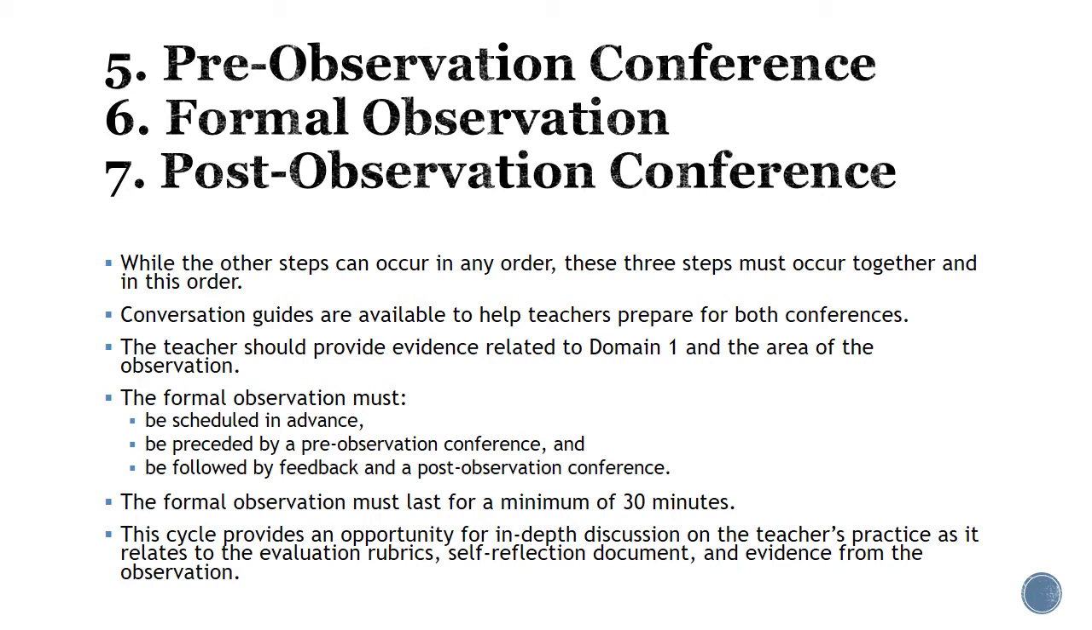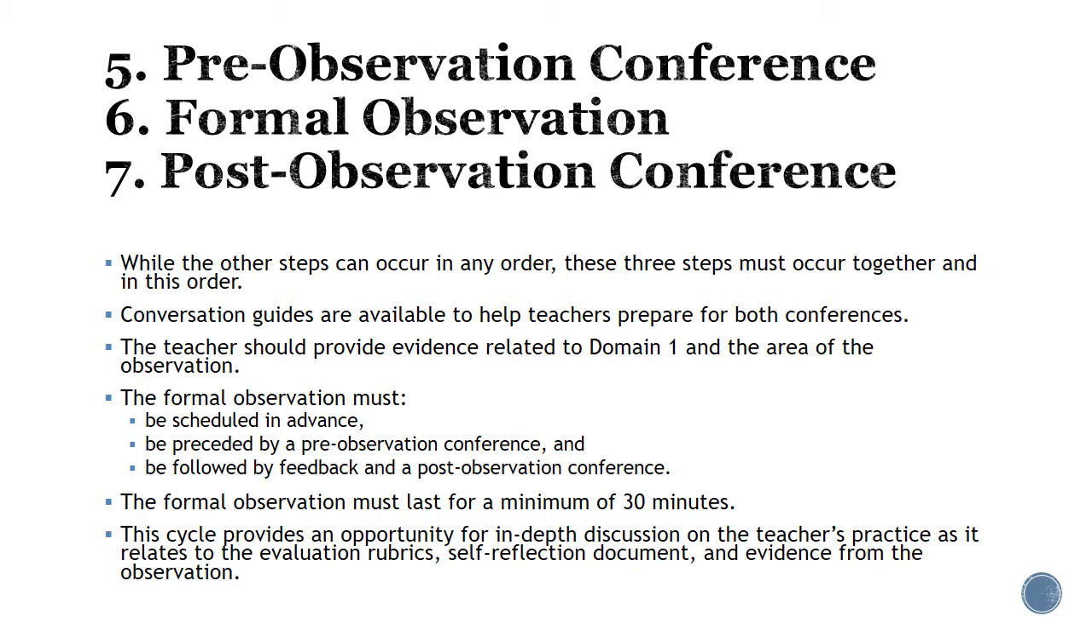Step 6, or the formal observation, is scheduled in advance and it lasts for at least 30 minutes. This step in the process must occur at least once prior to each evaluation to ensure that every teacher has the opportunity to receive feedback from their principal and incorporate that information into their practice.